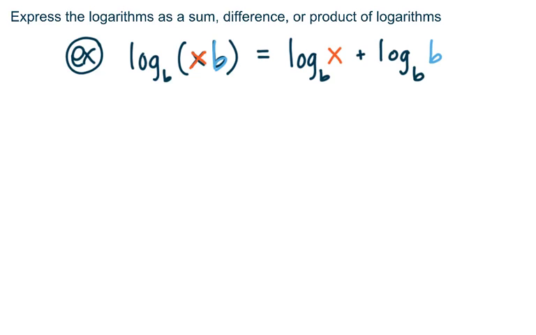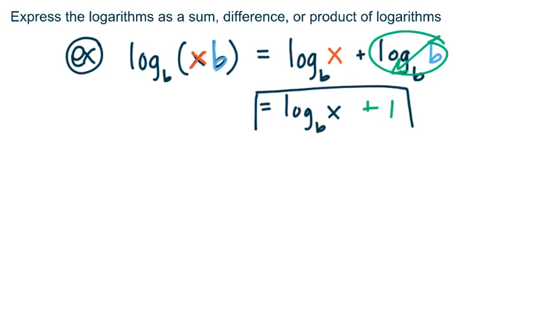And we can take this one step further to simplify, because we know when the base and the argument are the same, that value is going to turn into 1. So here we used our product property. Let's look at another example.